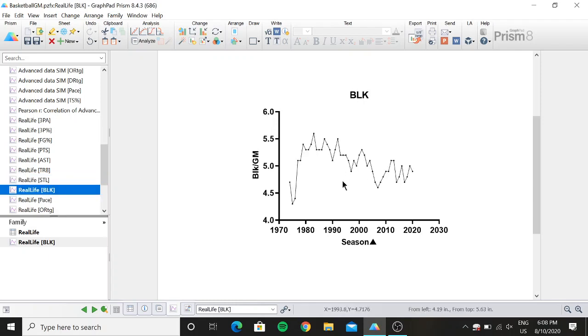In terms of blocks, we always talk about Wilt Chamberlain and Bill Russell and how many blocks they would have averaged. Well, we will never know because they were not recorded, but many say that Wilt averaged over 8 blocks per game. In terms of blocks here, since they were recorded, it's been relatively flat. Of course, this looks very variable, but it's important to keep in mind that the values here go from 4 to 6, so it's a relatively small variation.